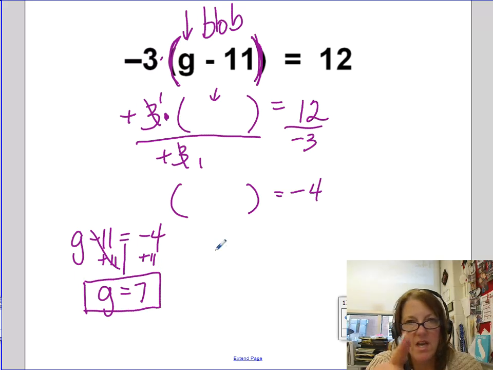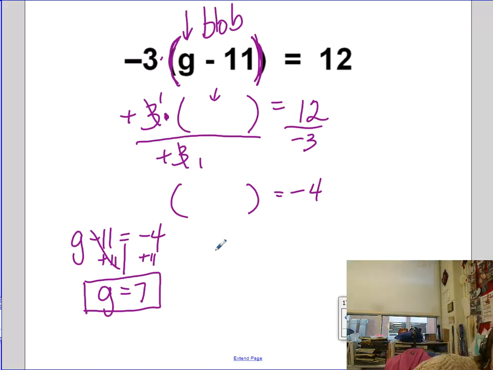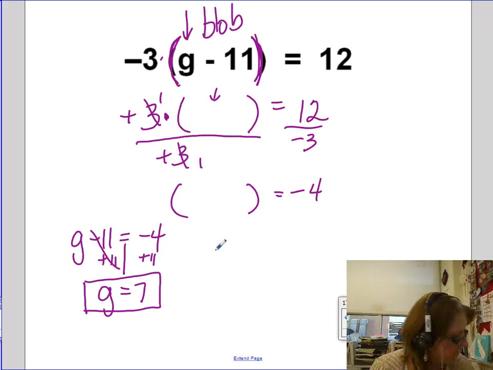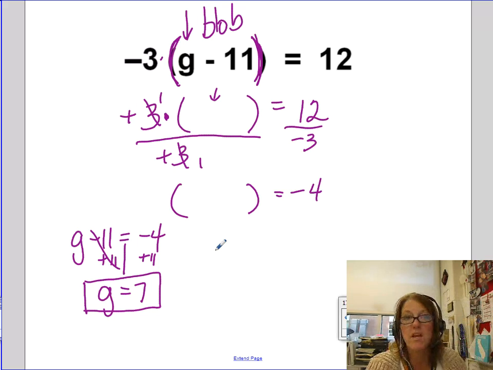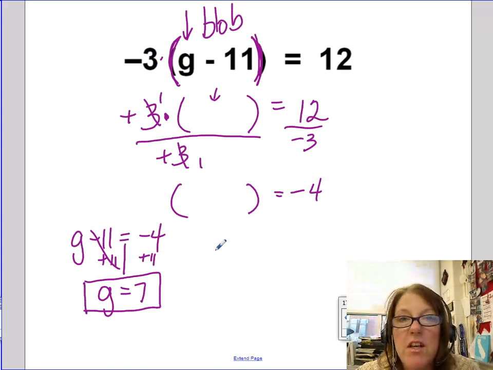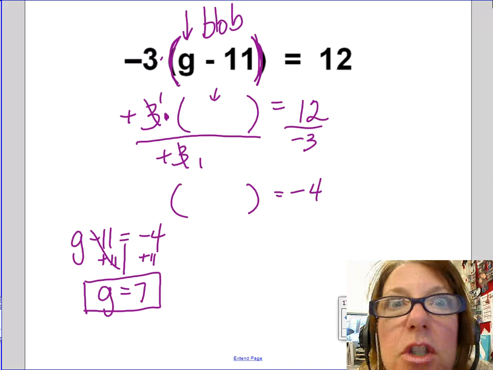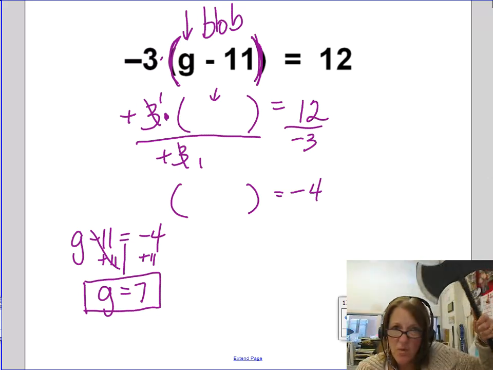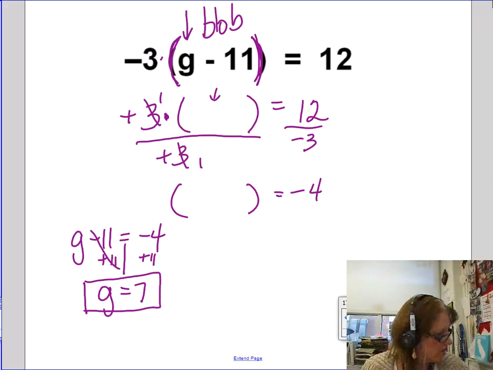Yes, you are not done. You must check. This is the hardest thing, because you just want to celebrate the fact that you got something done, but you don't know if it's right yet until you check, and you have a calculator in your hand. So for goodness sakes, check. It's not rocket science. You're just going to punch numbers in on your calculator. Let's go back to the beginning.